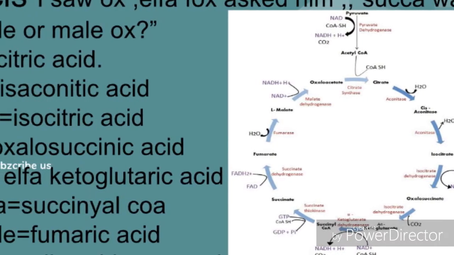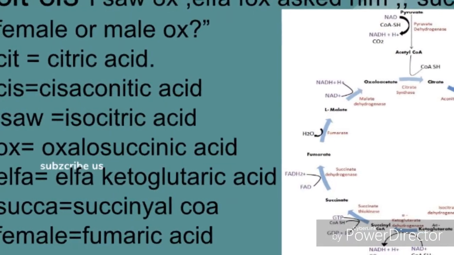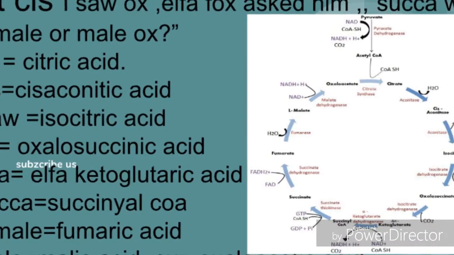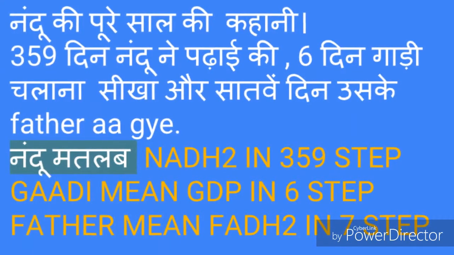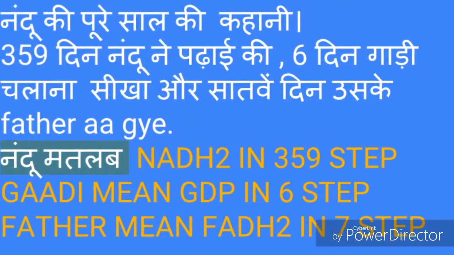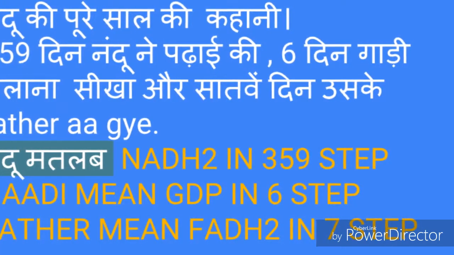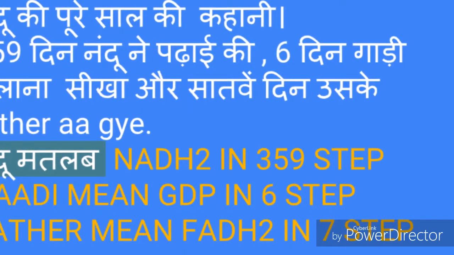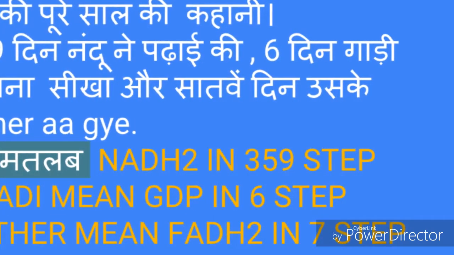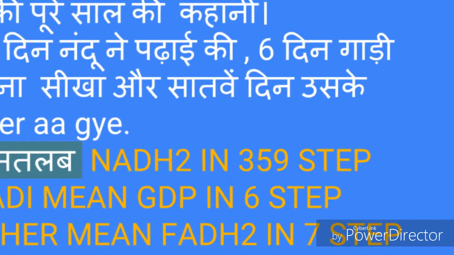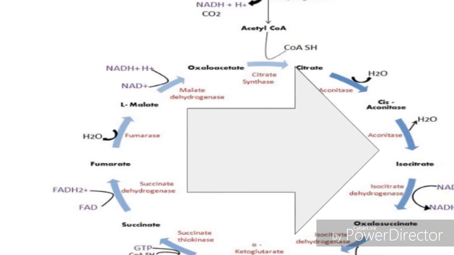Now, as you can see, I have created a slide of the enzymatic reactions in which energy is produced in various forms: NADH, FADH2 and GTP. To remember this, I also made a trick so that you won't be confused about the steps. We all know that a year has 365 days, in which Nandu studied 359 days well, and in the last 6 days of the year he learned to drive a car, and on the 7th day of the new year his father came. Now 359 means Nandu, that is, NADH energy steps, the 6th step is GTP creation, and the 7th step, the father coming, is FADH2 creation.